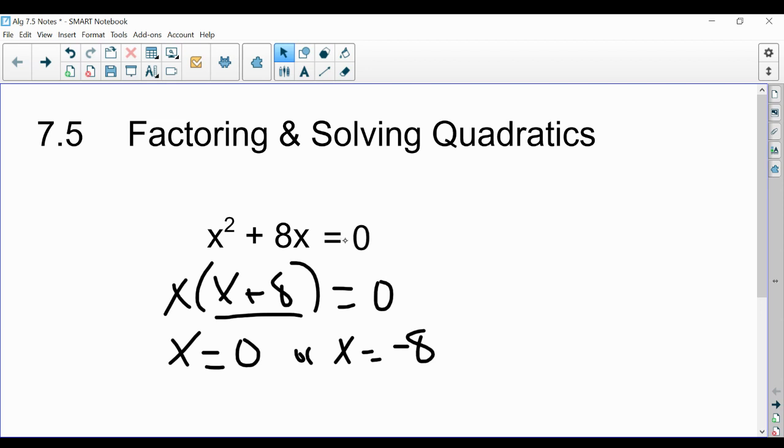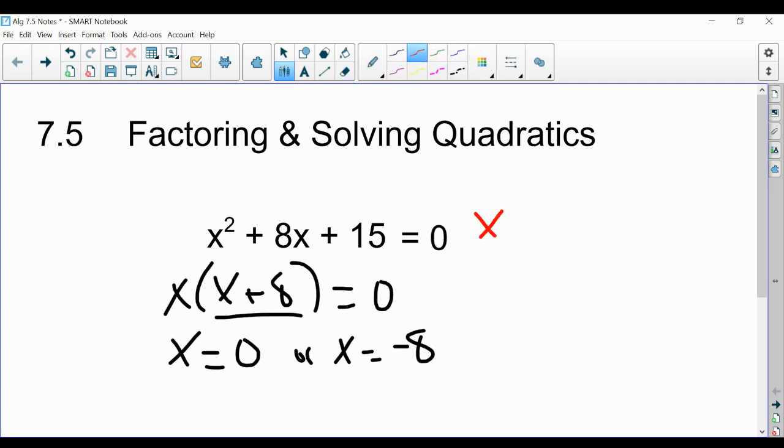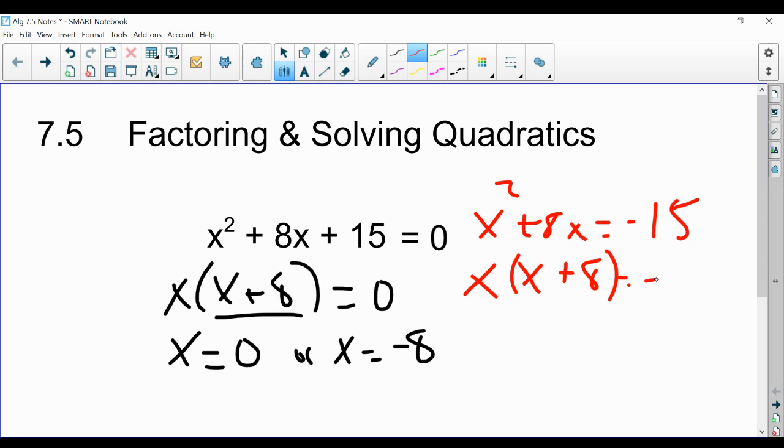But what happens if the actual equation looks like this? x squared plus 8x plus 15 equals 0. There is a zero product property, but if I throw the 15 over to the other side and get x squared plus 8x is equal to negative 15, there's no negative 15 product property. There's no rule that says that if I have two things that multiply together to get negative 15, that one of them has to be negative 15. So I'm going to need another way of doing this.